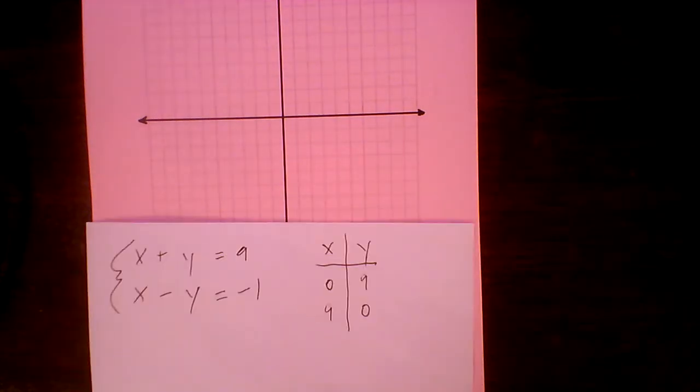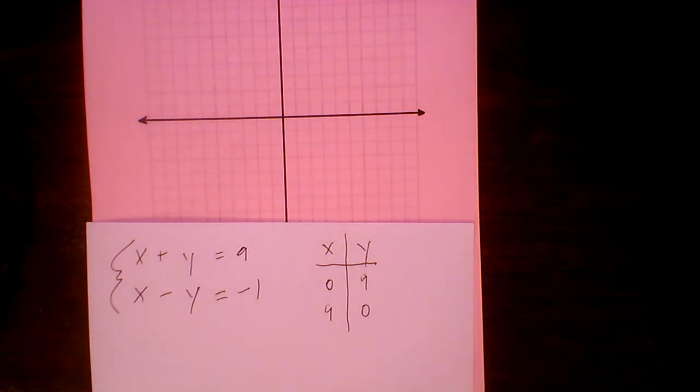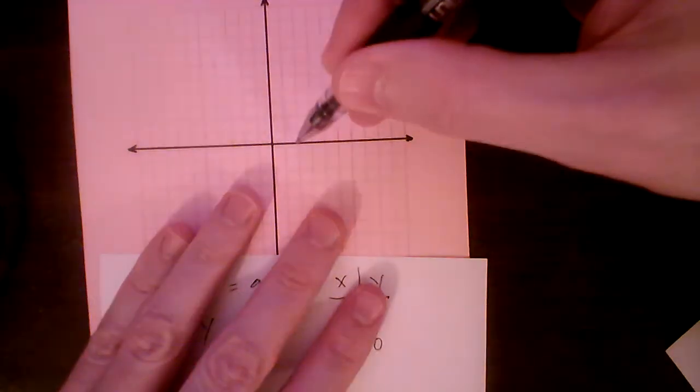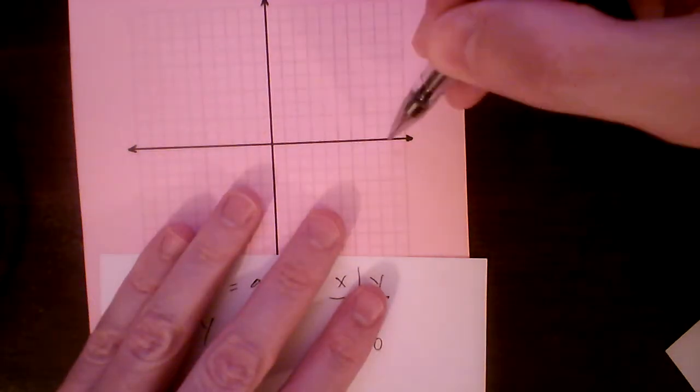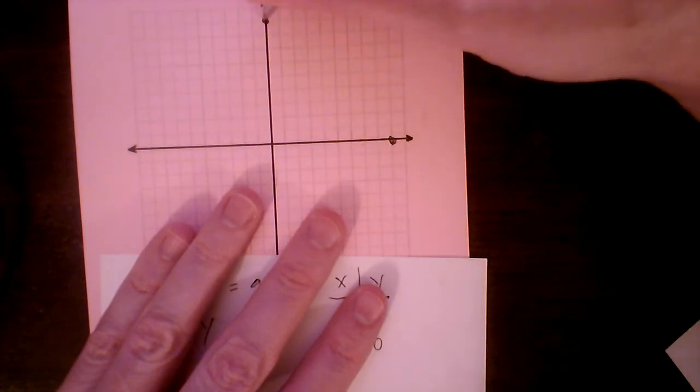And remember, that's all we need to graph a line: an x-intercept and a y-intercept will work just fine, or any 2 points. Okay. So now that I've got those 2 points, I'm just going to plot them on my graph over here. 2, 3, 4, 5, 6, 7, 8, 9. Out here is my x-intercept. And then up here is my y-intercept.